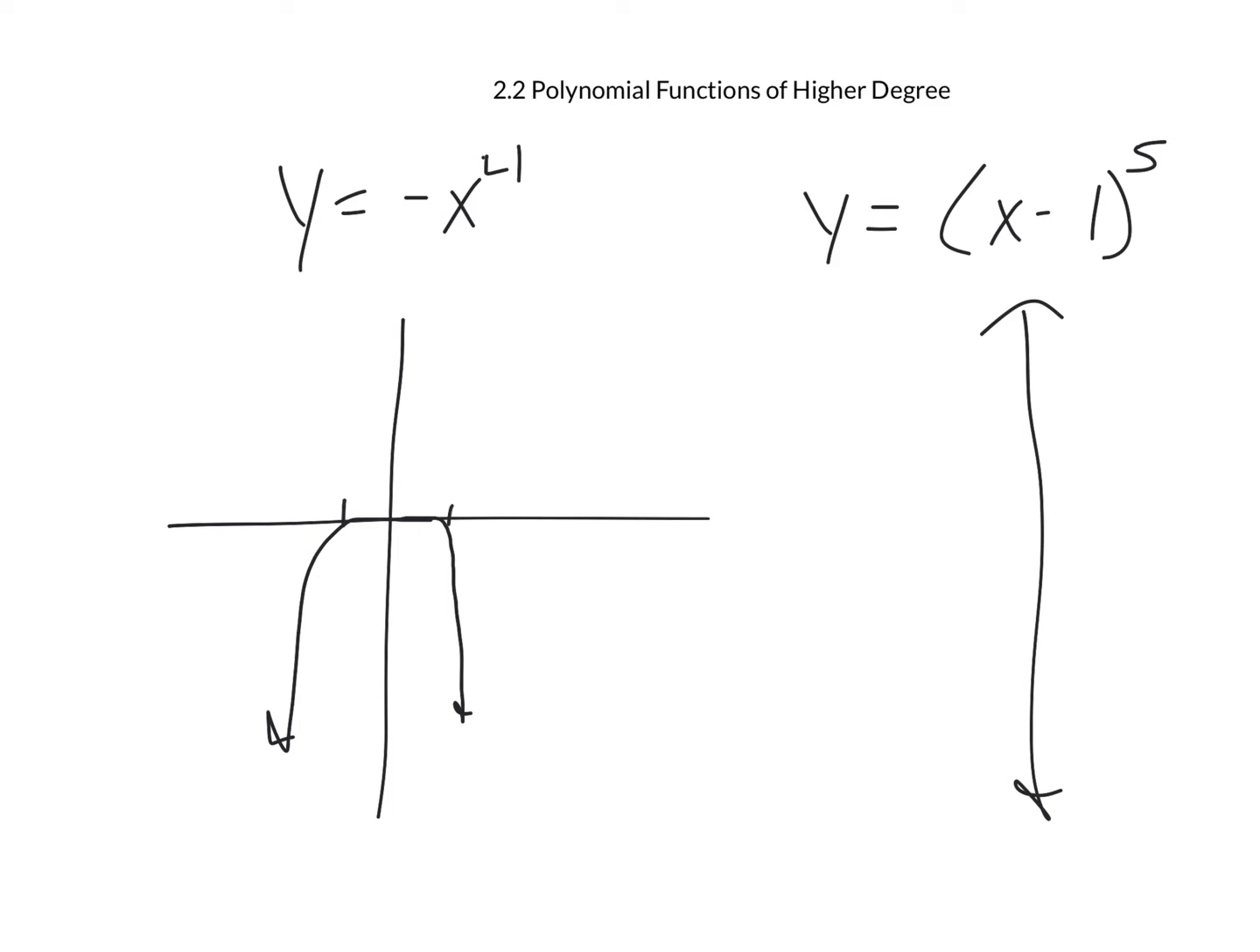Y equals x minus 1 to the fifth. That's going to be a shift 1 right. And x to the fifth is going to be similar to the x to the third graph, right? X to the third, remember, is that little squiggly line, like that. Now, similarly, it's going to slowly increase, a little bit more so than x cubed, then it's going to shoot up quick. Slowly decrease and shoot. Something along those lines.